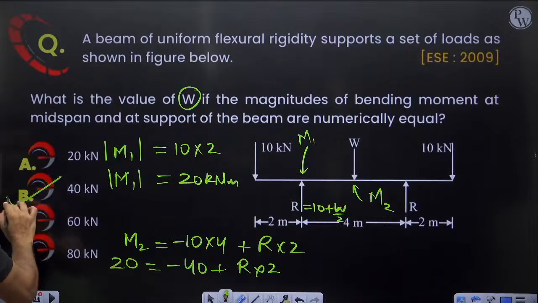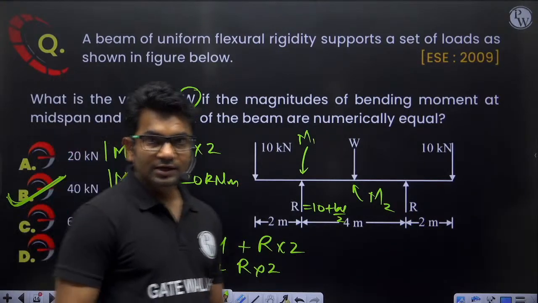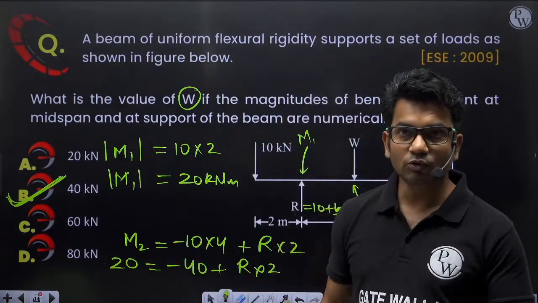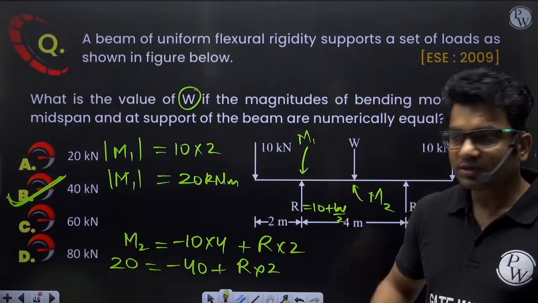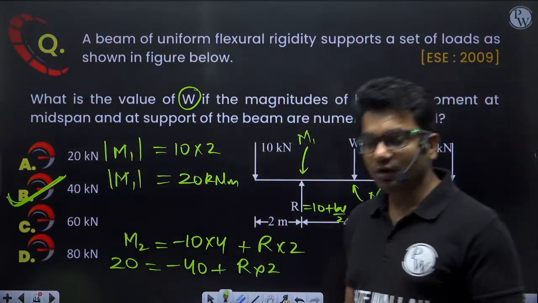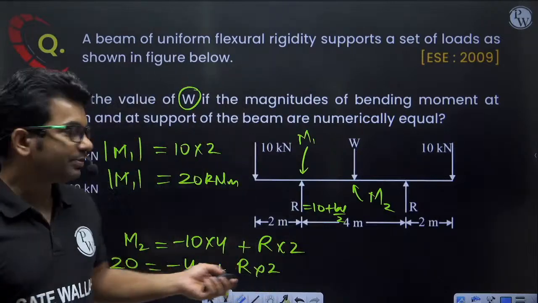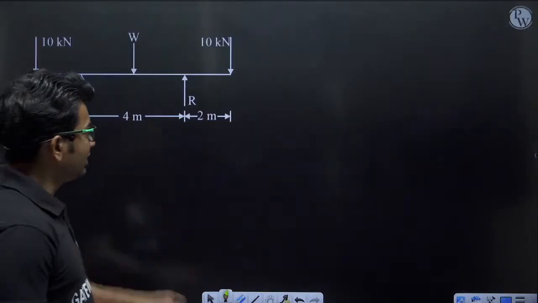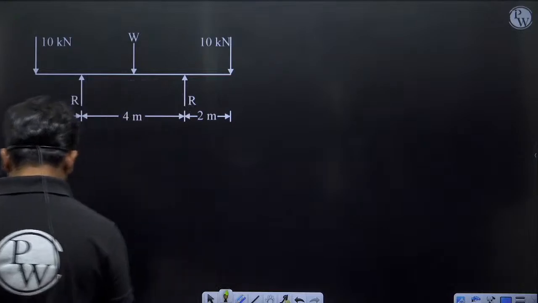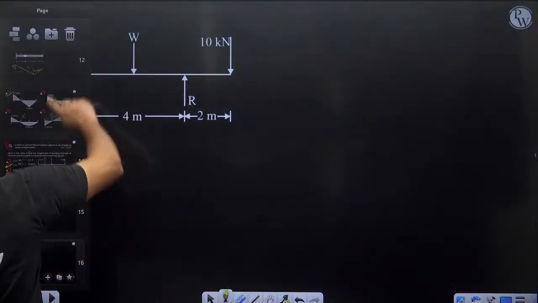So this load W will be equal to 40 kilonewton. Is it clear? Any doubt? Shall I repeat? If you want, I can repeat also. But anyways, let's move on to the next question. I hope this was clear to you.